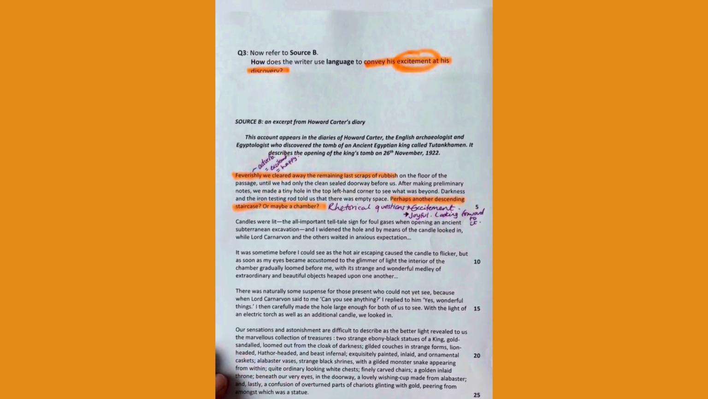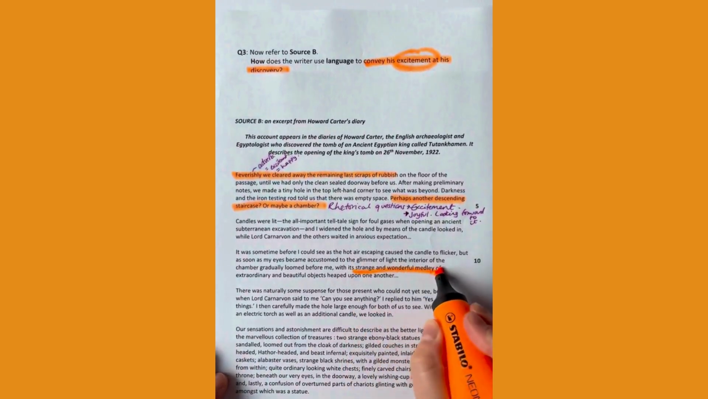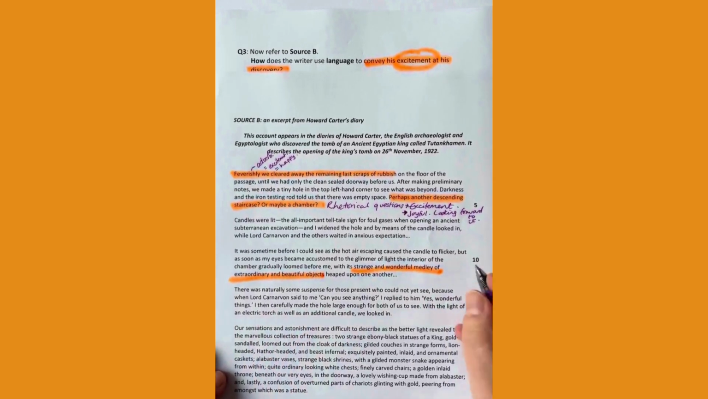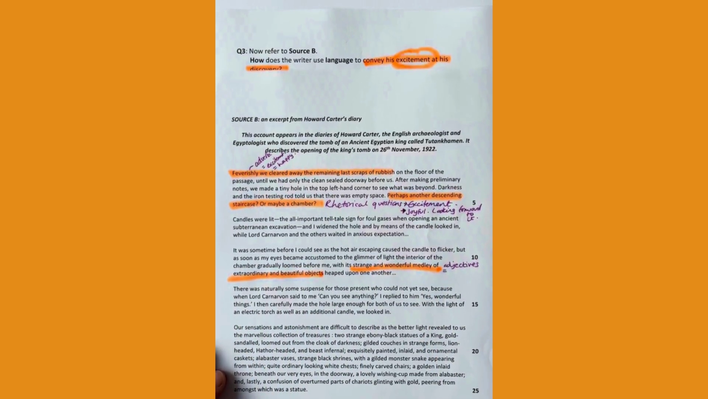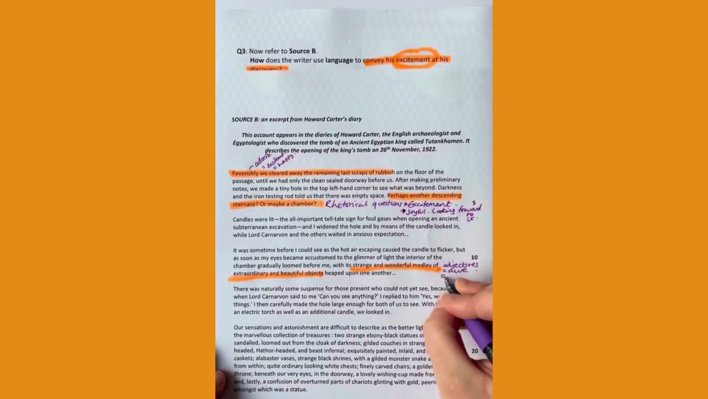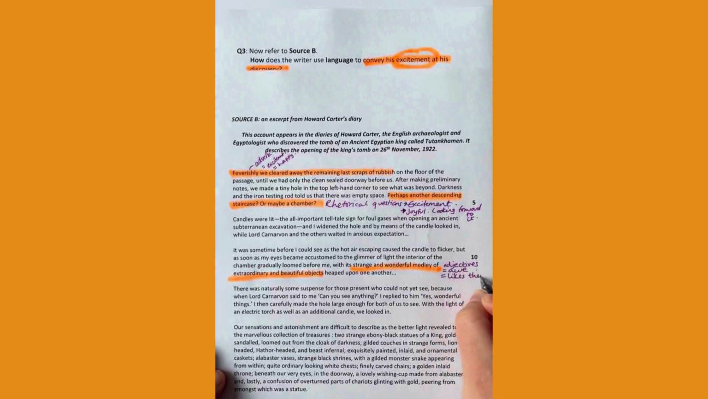So we've got ideas like strange and wonderful medley of extraordinary and beautiful objects. Here we've got lots of adjectives, which again shows excitement, but again, we don't want to keep repeating ourselves. So the idea that he's using these adjectives, let's think about what those adjectives actually suggest. That show that he's in awe. It shows that he likes them. Shows that he's pleased.